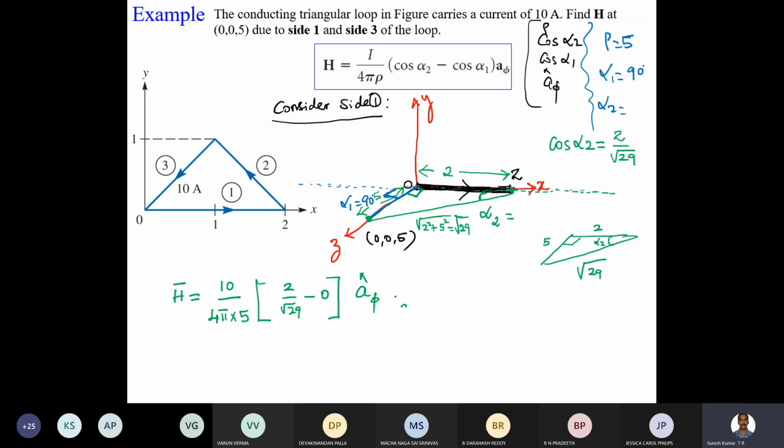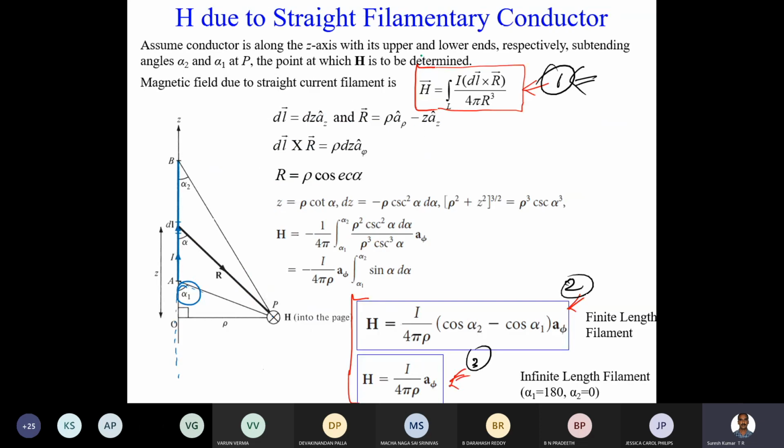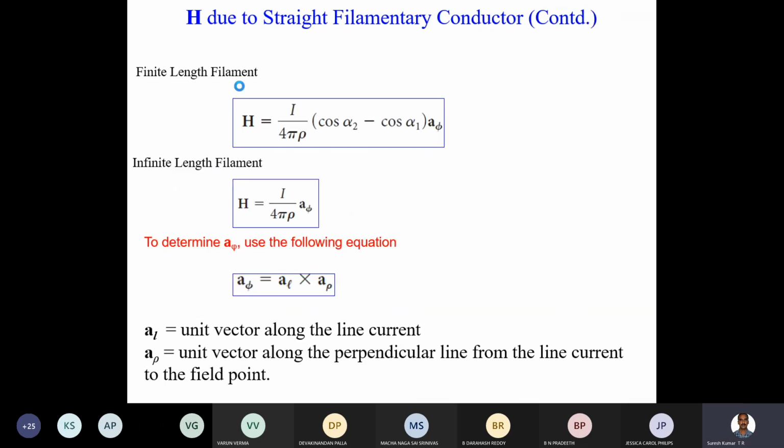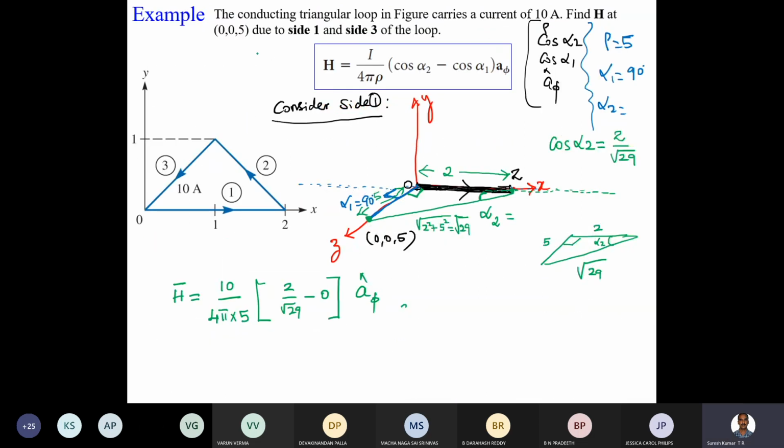So do you think that problem is completed? See, if you stop with this step, you will not get full mark. The reason is that you have expressed the answer in terms of phi. The formula, or the equations, whatever we have derived, we did based on the cylindrical coordinate system, right? But this problem is given in the rectangular coordinate system. So you need to rewrite this answer in terms of the rectangular coordinate system. So express this a phi in rectangular coordinate system.